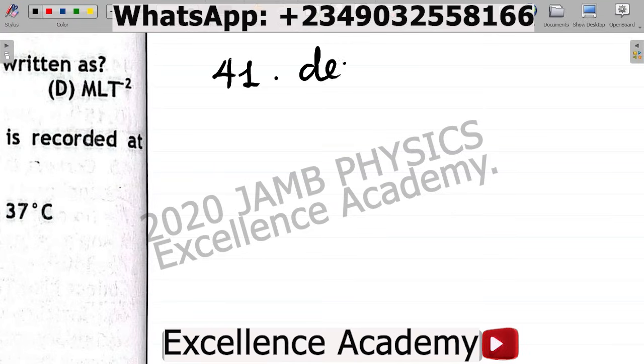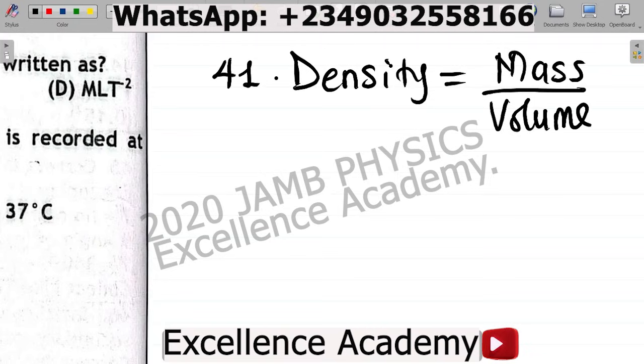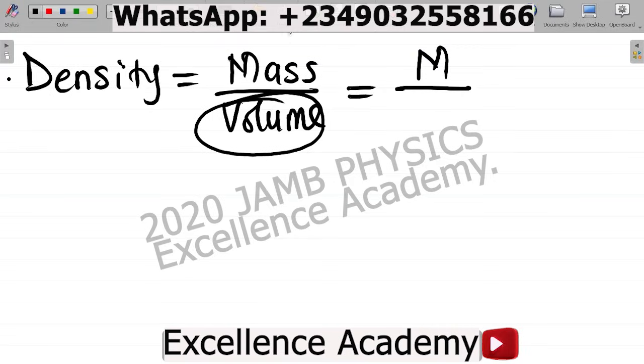Recall that density is the ratio of mass to volume. Now, when it comes to dimensioning, we want to express each of these quantities, mass and volume, in terms of their fundamental. We know that mass is a fundamental quantity, so write this as m all over. Volume is not a fundamental quantity, but we can express volume as length times length times length. That gives you L cubed.